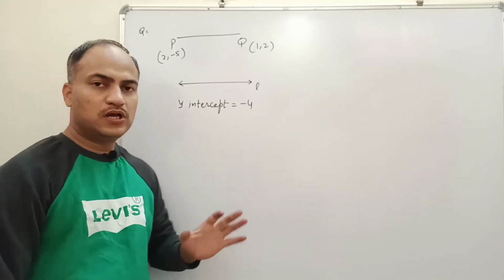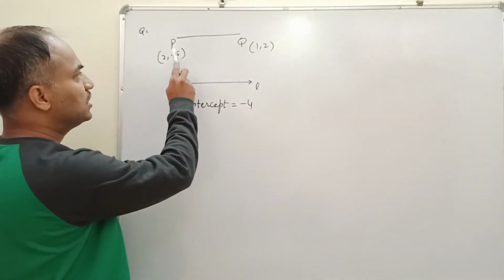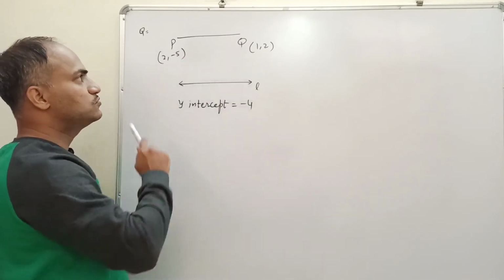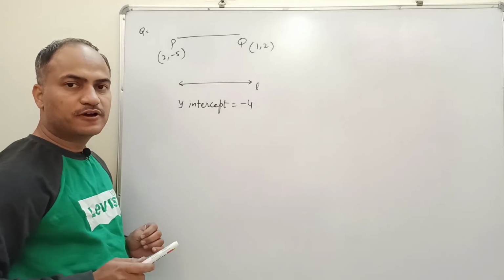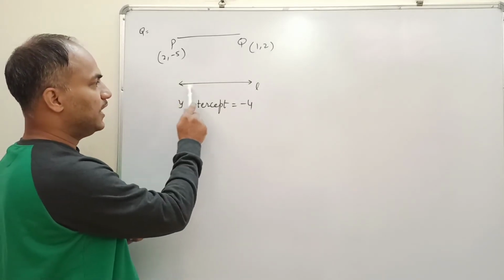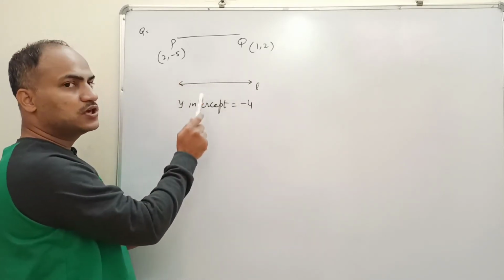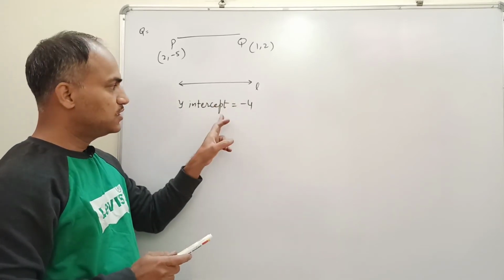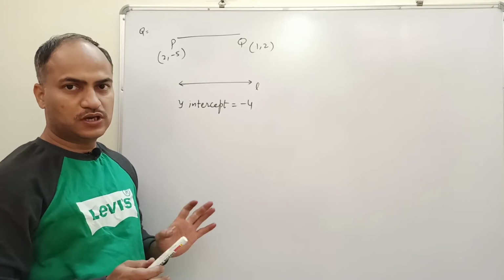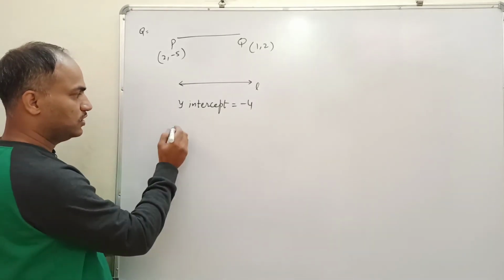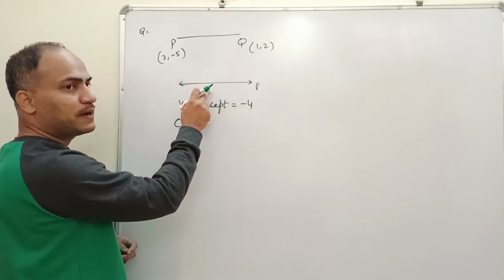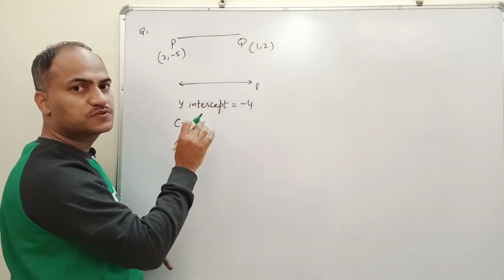In this question two points P and Q are given to us. Obviously one straight line will pass through PQ, but we have to find the equation of a straight line L which is parallel to PQ, and this straight line is cutting a y-intercept equal to minus 4. This information is given. So here c is minus 4. Since these two lines are parallel, we can say the slopes will be equal.